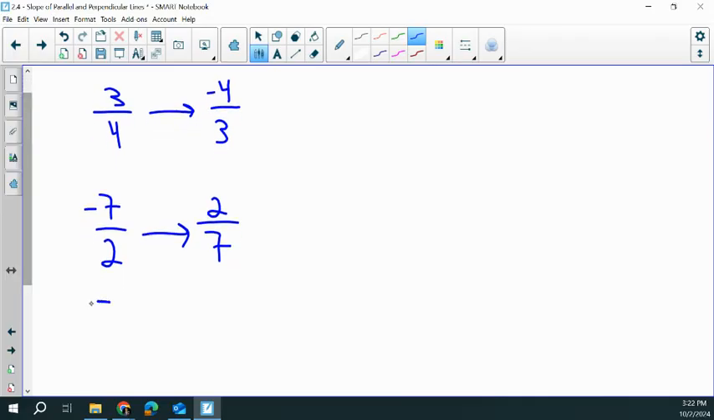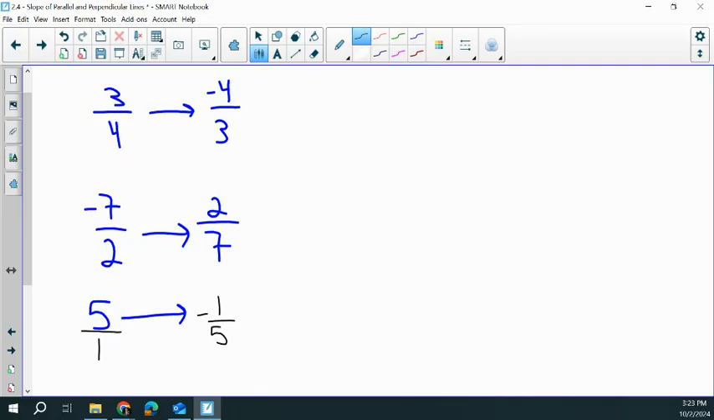Let's say I had 5. The opposite reciprocal of 5, so I know it's going to turn to a negative, but you kind of want to think of this as a fraction. So if there's no denominator, I could say this is the same as 5 over 1. So the opposite reciprocal would be negative 1 over 5. So whenever you have just a whole number, the reciprocal is going to be 1 over that number.